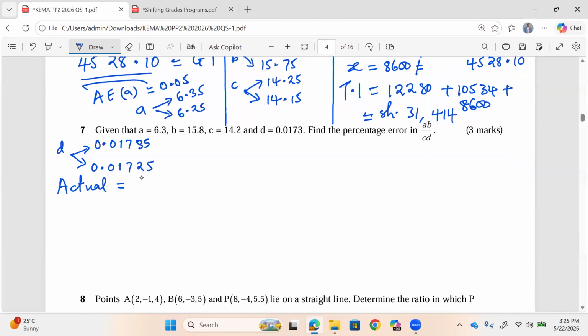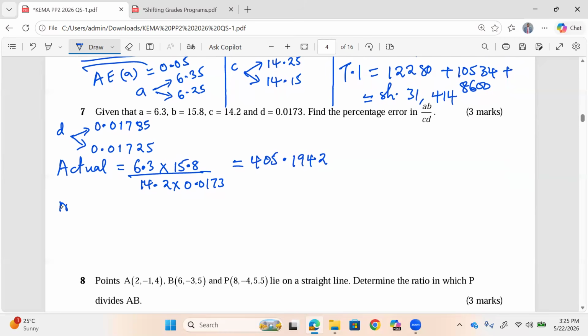Actual quotient shall be A times B, 6.3 times 15.8, over C times D, 14.2 by 0.0173, using the values just the way they were recorded. What are we getting here? Let me work out 6.3 times 15.8 out of 14.2 multiplied by 0.0173. This is exactly 405.1942. Allow me to use an accuracy of 4 dp for that case.